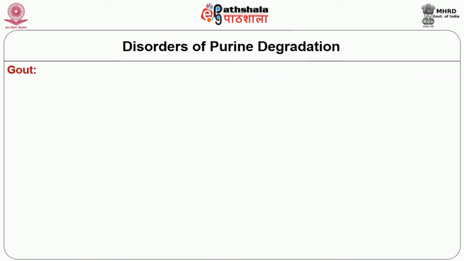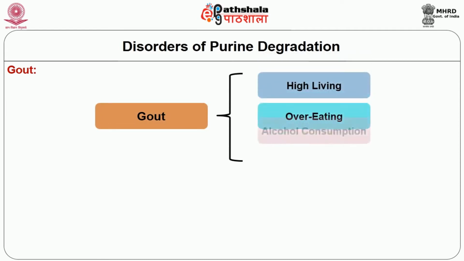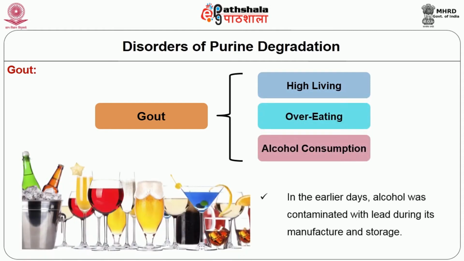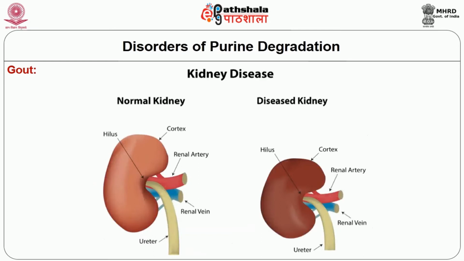Historically, gout was found to be often associated with high living, overeating and alcohol consumption. In the earlier days, alcohol was contaminated with lead during its manufacture and storage. Lead poisoning leads to kidney damage and decreased uric acid excretion, causing gout.